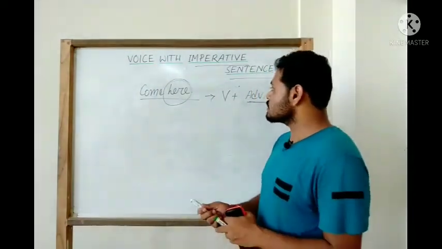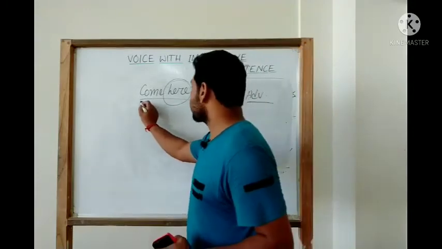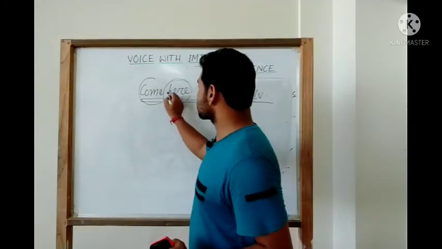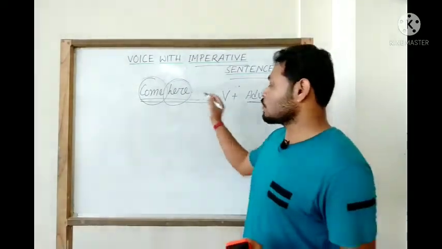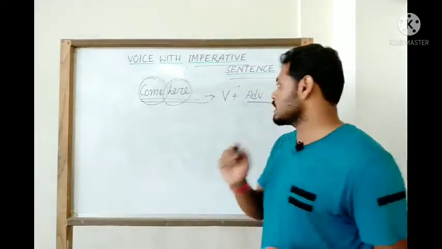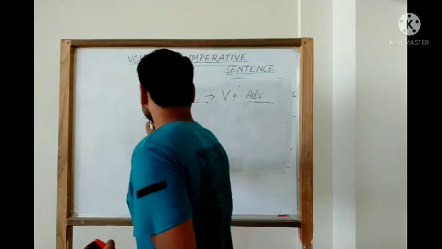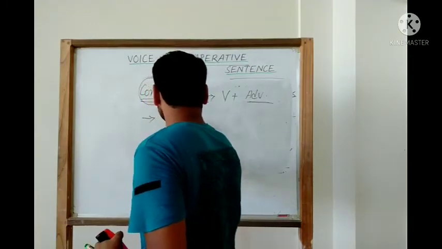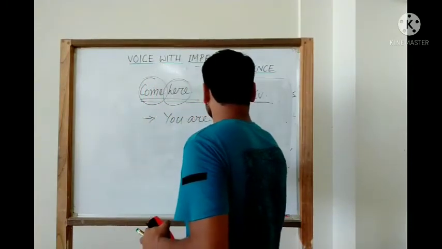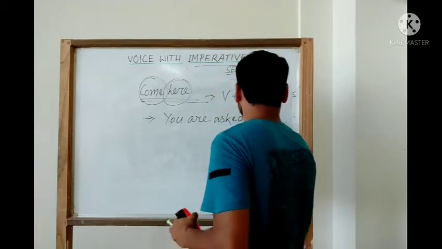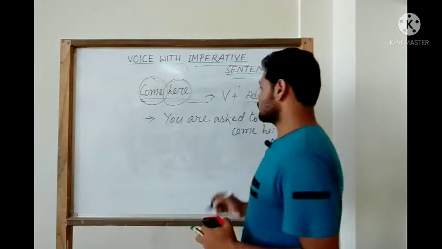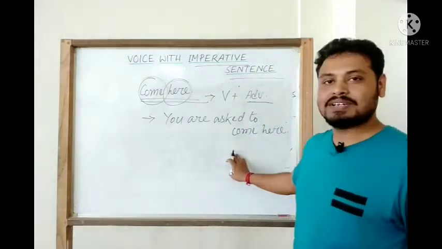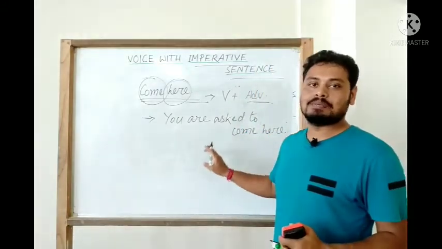So how to change? If we have imperative sentences that start with a verb but are not followed by an object, we have to change it like this. If I just change it, you are asked to come here. That one is the passive one. You are asked to come here.